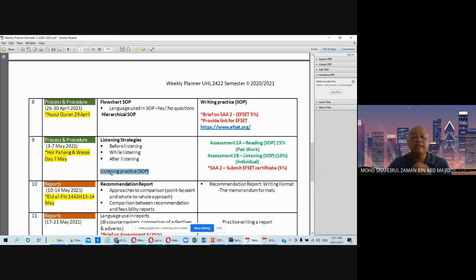How many sections are there? How many parts are there for the listening test? And what you should be focusing on. After we have done the practice, I will inform you about that. And in our second meeting, we are going to have assessment 2B first. Assessment 2B, listening standard operating procedure. It is going to be conducted individually. And then, if I'm not mistaken, I will get back to all of you about this. I will confirm the information.